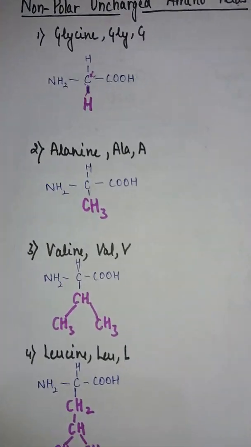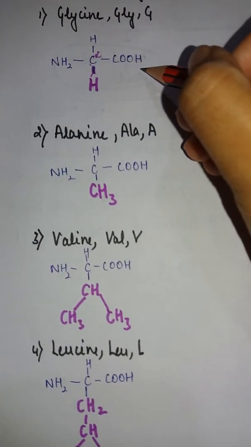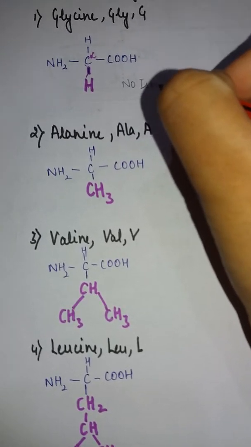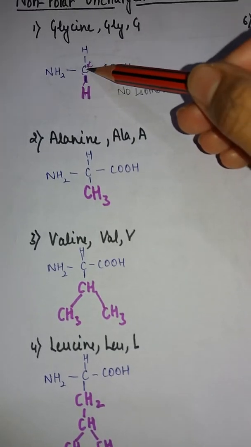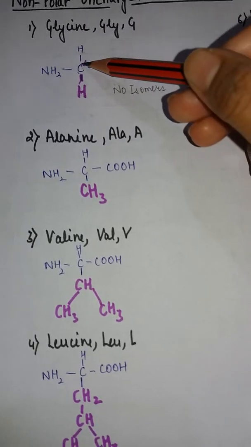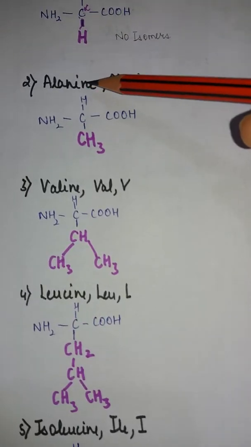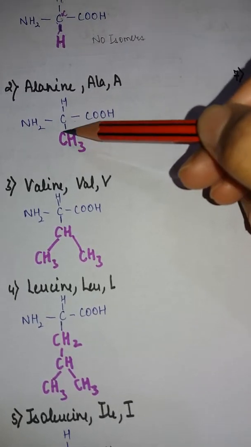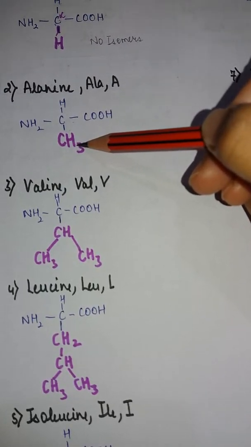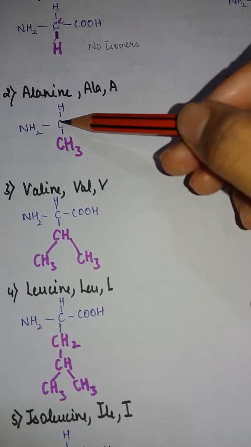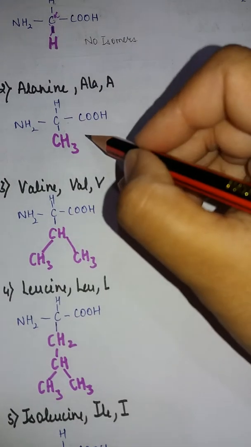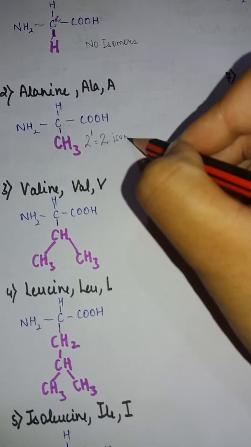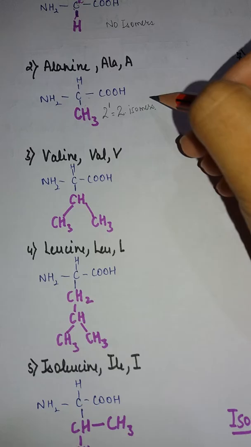So let's get started with glycine. It will have no isomers possible because there are no chiral carbons, since 2 similar groups are present on this carbon. Now let's move to alanine. Alanine contains 4 groups, but the methyl carbon has 3 similar hydrogens, so it can't be a chiral carbon. So there is 1 chiral carbon, 2 to the power 1 is 2, so 2 isomers are possible for alanine.